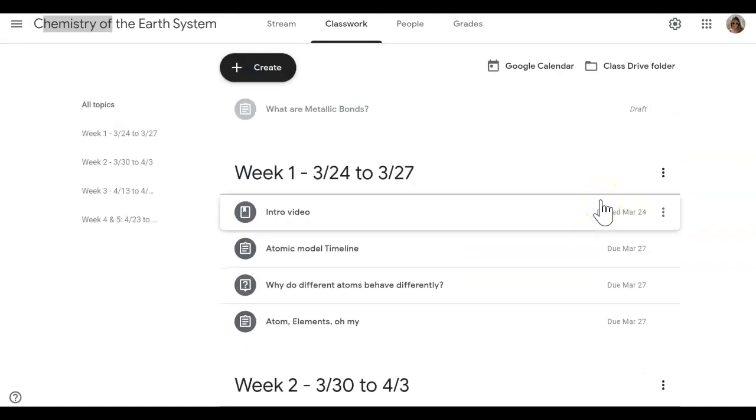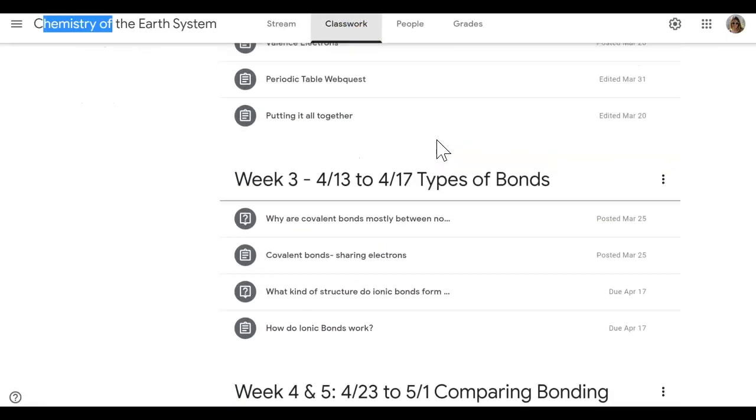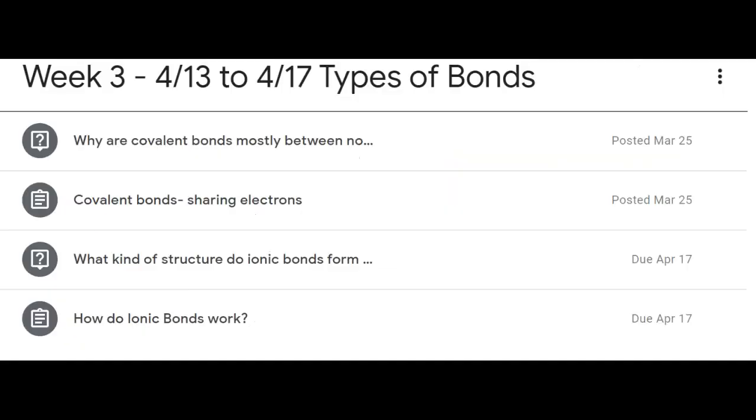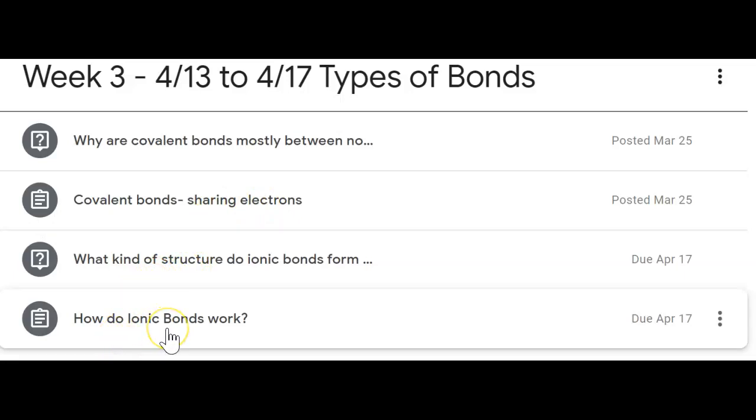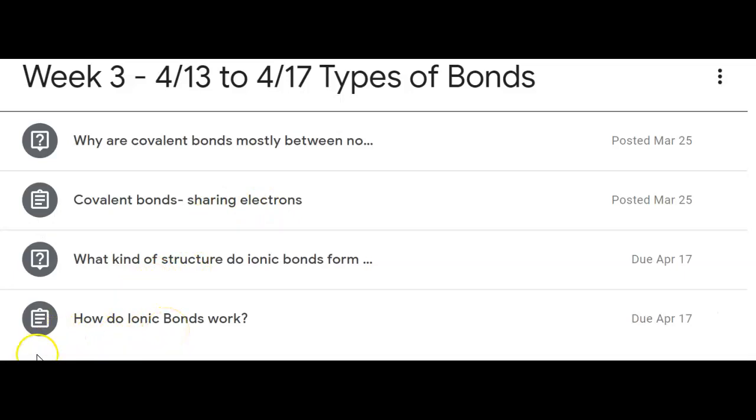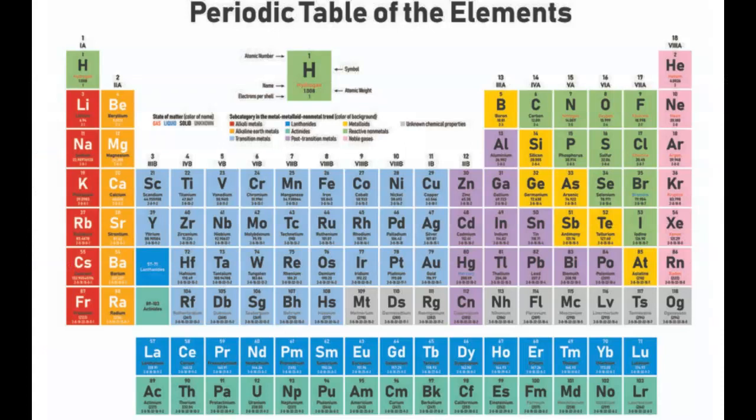In your Google Classroom, make sure that you go into the classwork button, press it, and scroll down to week 3. From then you can see your assignments. You have one question assignment about covalent bonds, another question about ionic bonds, and then an assignment about how do ionic bonds work. And if you don't already, make sure that you have the periodic table during this entire week because it will really help you out.